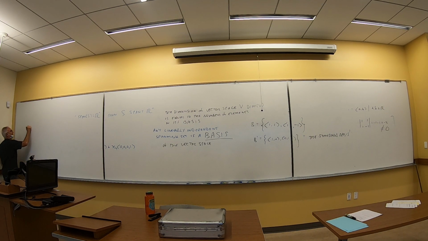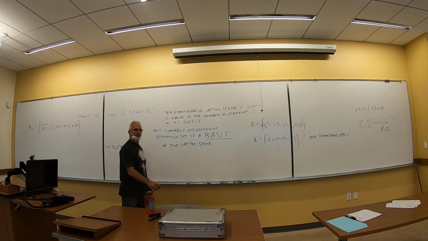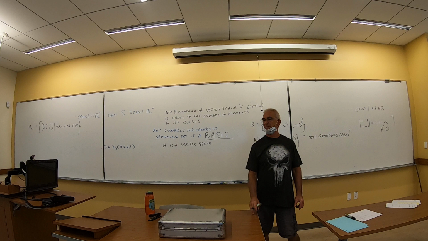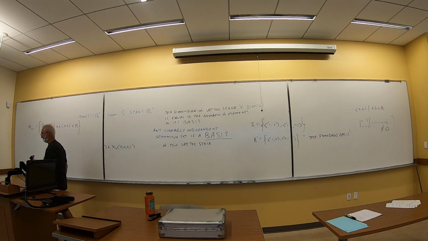I'll keep it small. I want you to consider M23. What is M23? Do you all agree with that statement? M23 is the set of all matrices of that form where the numbers can be any real number. I would like to determine a basis for this. And when you're determining a basis, always start with the standard basis. It's easier.